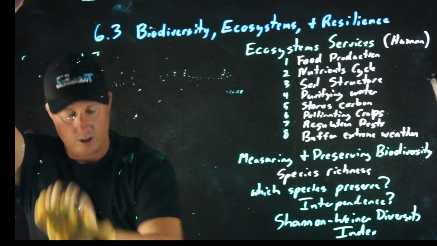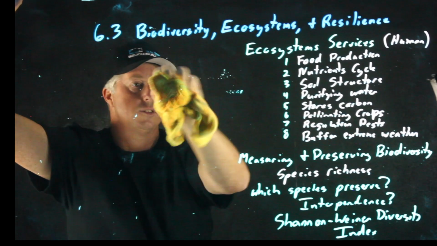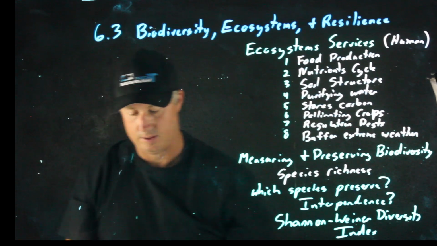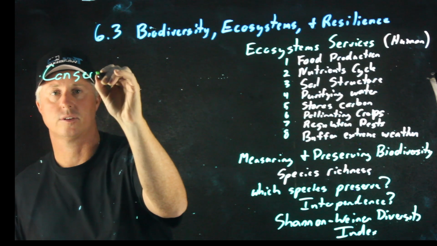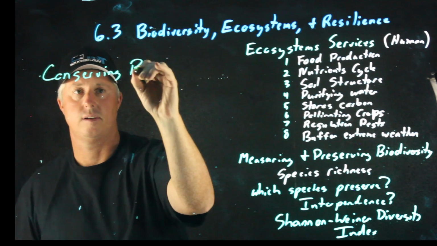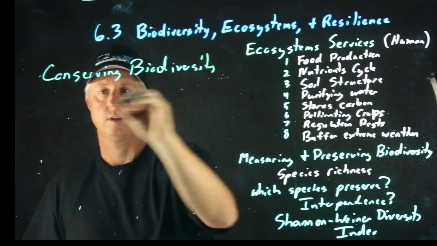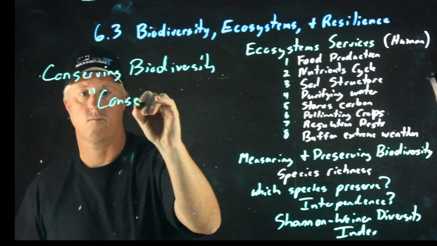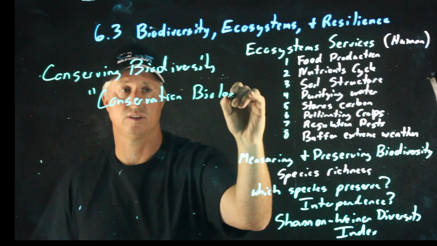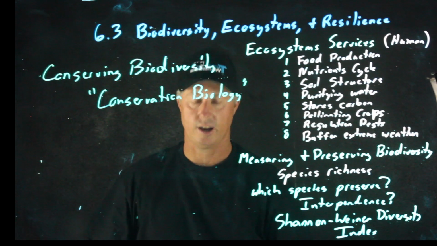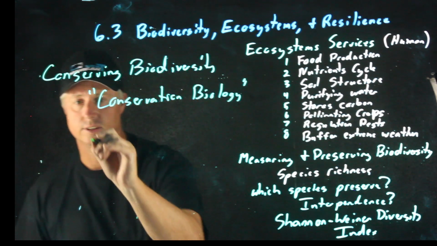So, conservation biology. How do we preserve ecosystems and sustain biodiversity? And all this is about conserving biodiversity. It's actually becoming its own field of conservation biology. In conservation biology, we have 5 things to look at.